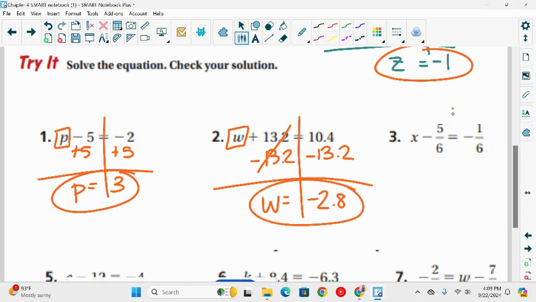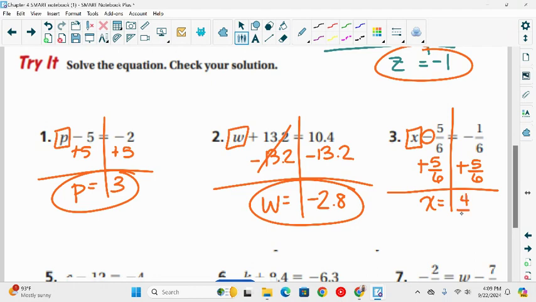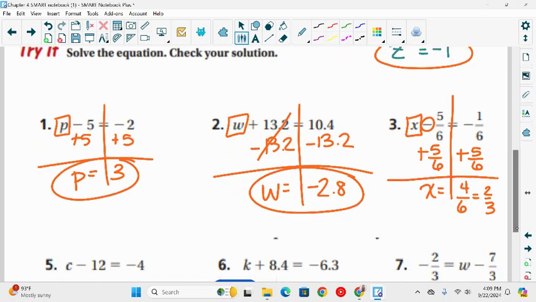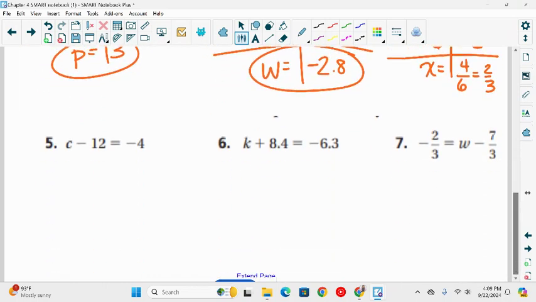And number 3, chop it, box it. I'm going to do the opposite, so I'm going to add 5/6. So I get x equals 4/6, but when I punch it in my calculator, it simplifies it to 2/3. So either way would be correct. Okay? Now I want to pause the video again, and I want you to do 5, 6, and 7. So take a second to do those.